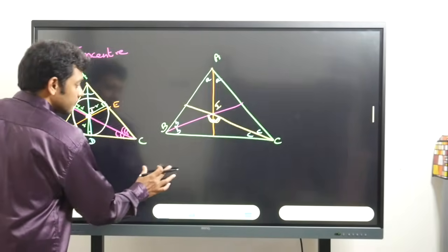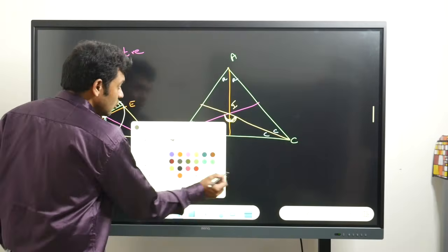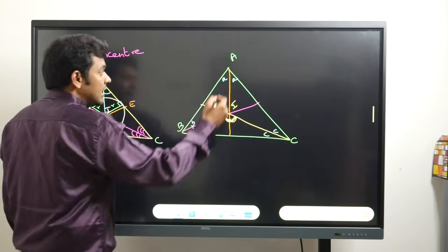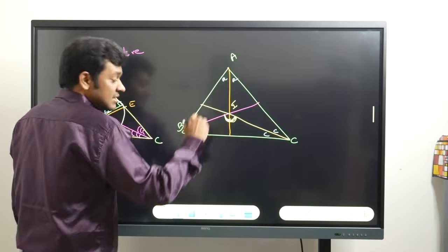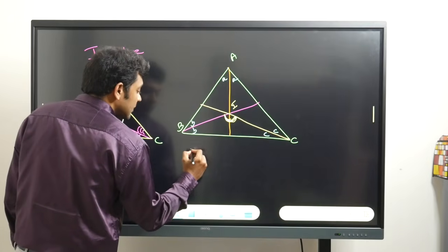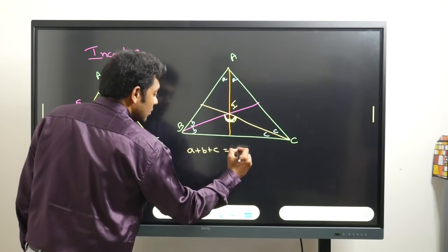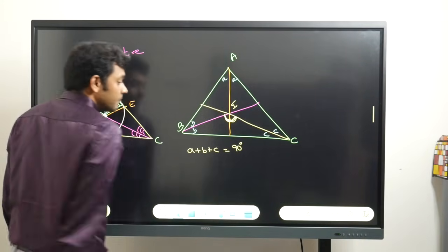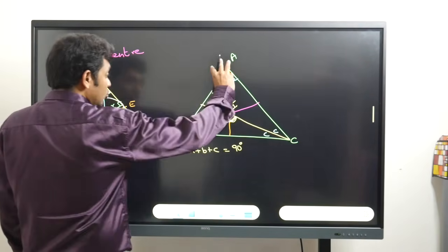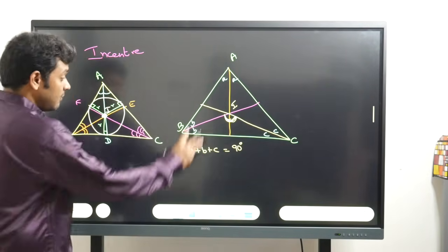Now, here we know in a triangle, the sum of the angles is going to be 180. So capital A plus capital B plus capital C is nothing but 2a plus 2b plus 2c. Therefore, can I say a plus b plus c is 90 degrees? Am I right? Because I know 2a plus 2b plus 2c is 180. Therefore, a plus b plus c is 90.